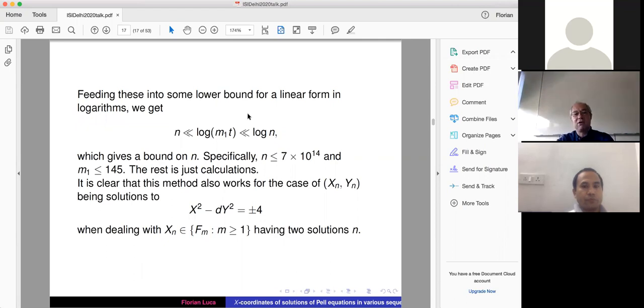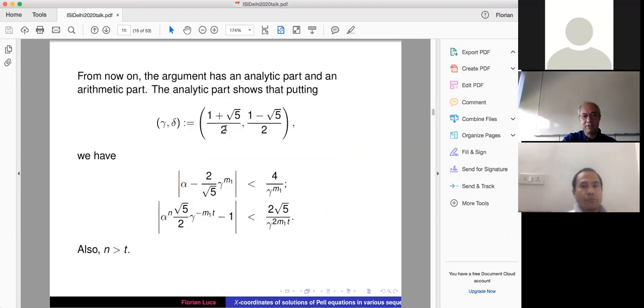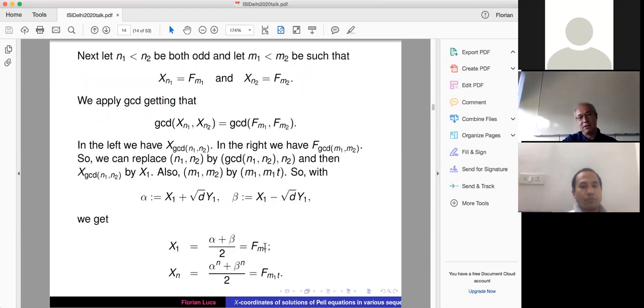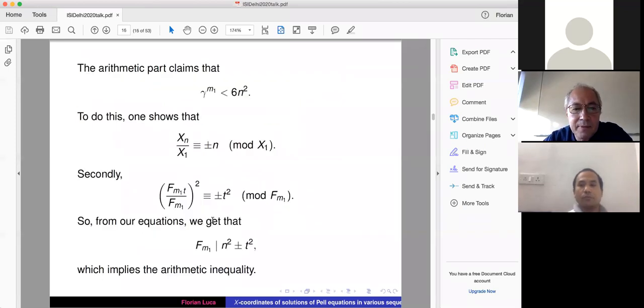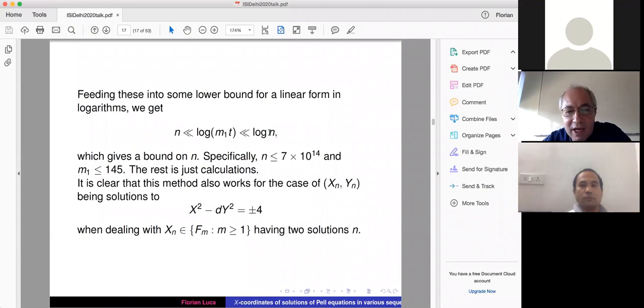Once you have that m1 is logarithmic in n, then you're basically done, because since m1 is logarithmic in n, you go over here and you say that alpha that came out of the power m1 is about alpha, which means that m1 is about log alpha. But we said that m1 is logarithmic in n, so log alpha is logarithmic in n. So the problem that you had when you were trying to apply the Baker bound here, where it was giving you that m1 is at most the log of m1t times the log of alpha, has disappeared now, because the log of alpha is at most log of n. So this gives you that n is at most log of n, and this gives you a bound on n.